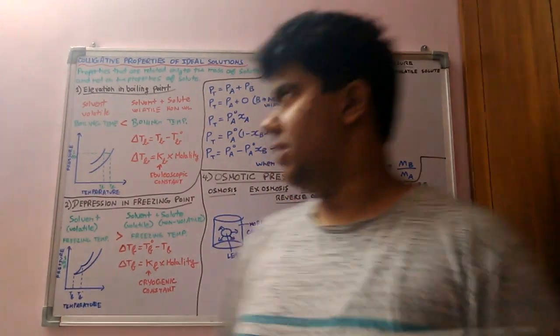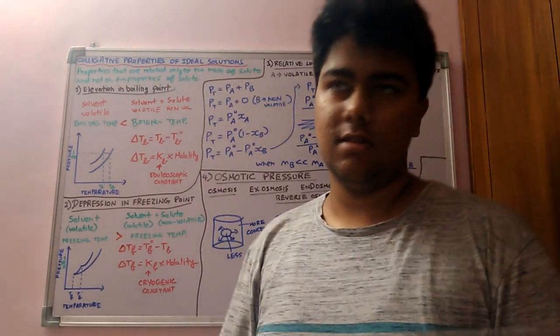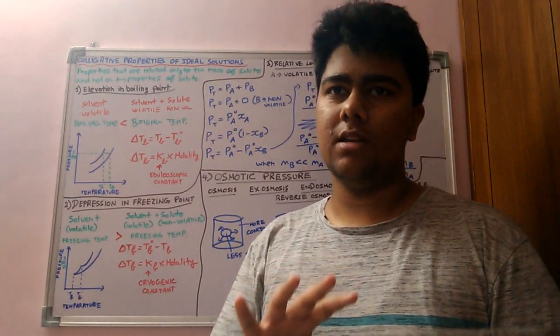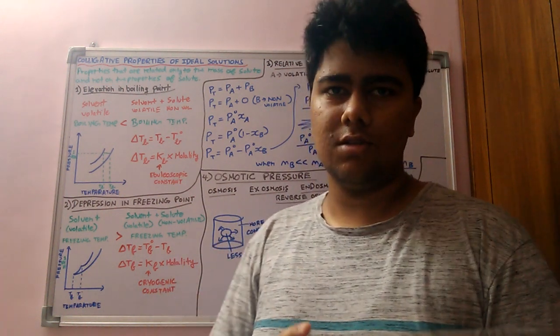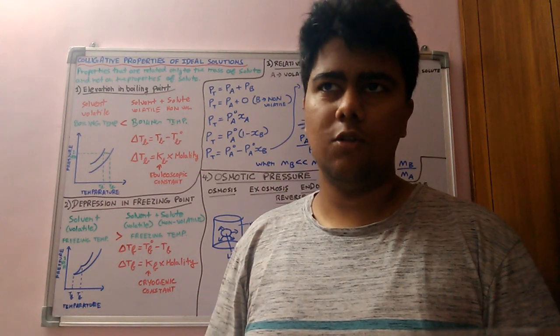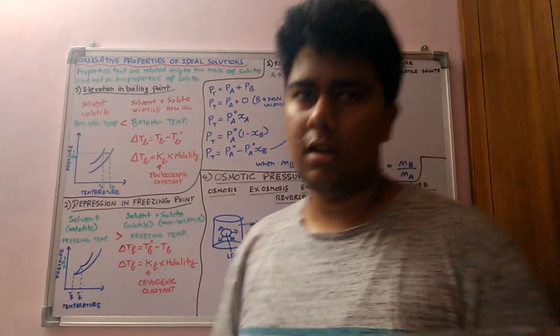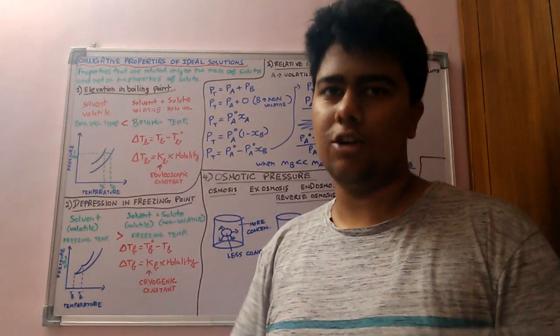Hey folks, today we are going to talk about colligative properties of ideal solutions. And actually, colligative properties are only linked to ideal solutions. Ideal solutions are those solutions that obey Raoult's law over the entire range of concentration. Non-ideal solutions are not linked to the colligative properties at all.